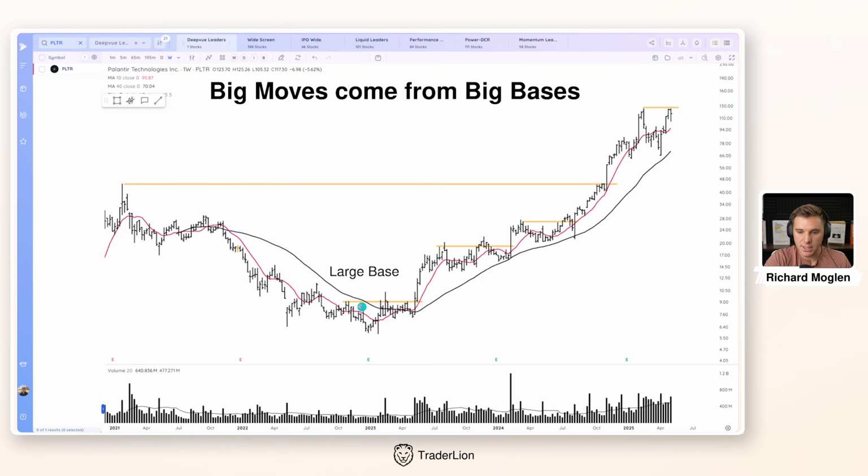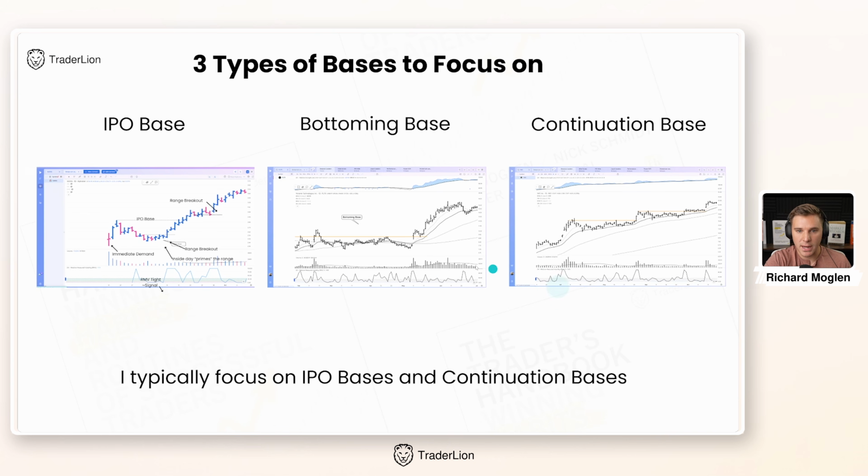Here's another, Palantir, again, longer term downtrend, consolidation stage 1, beginning of stage 2 here, and many base opportunities to participate in this move from this large base. So again, look for big moves coming from large bases and trade the first few bases coming from that large base. There's three main types of bases to focus on, and in the model book I'll be sending you to today, there are great examples of each of these.